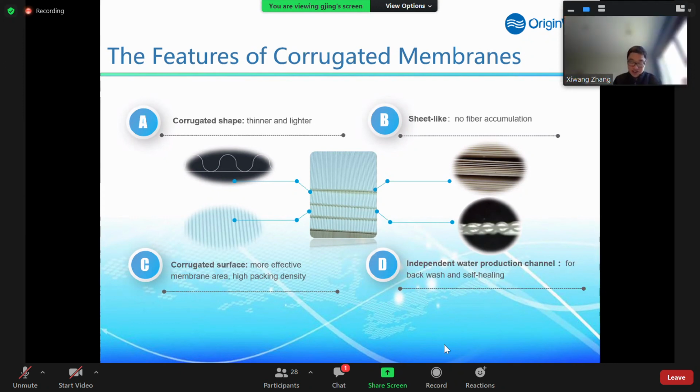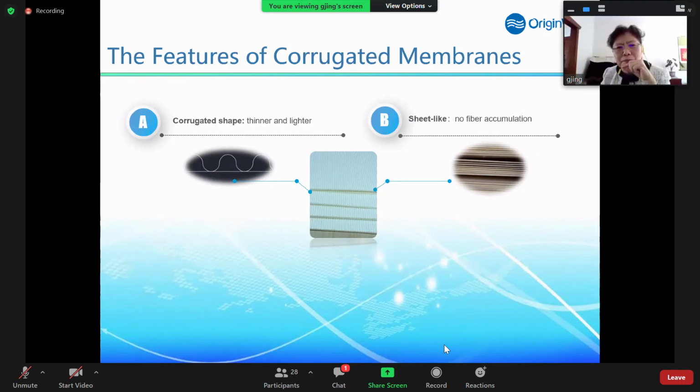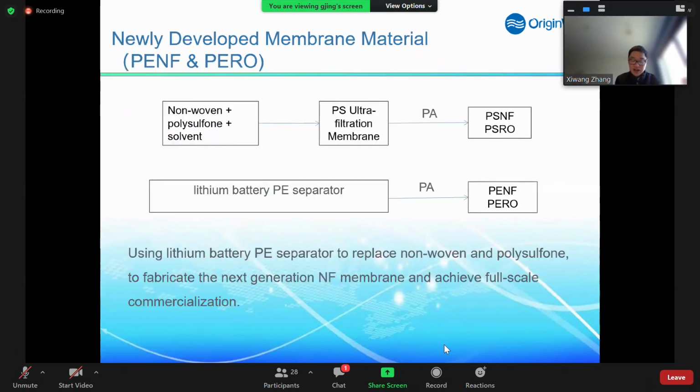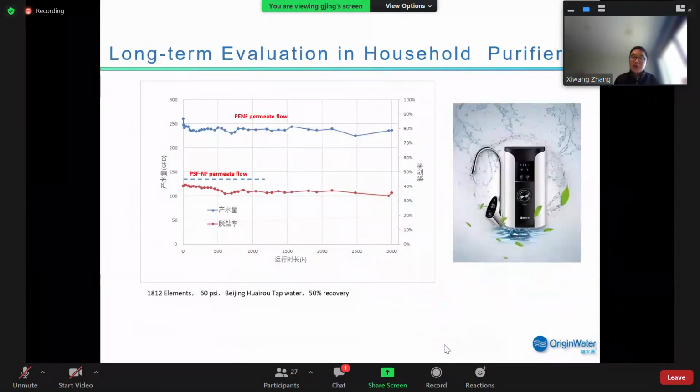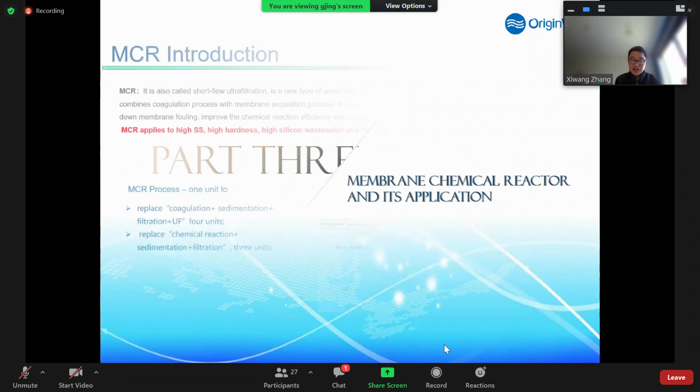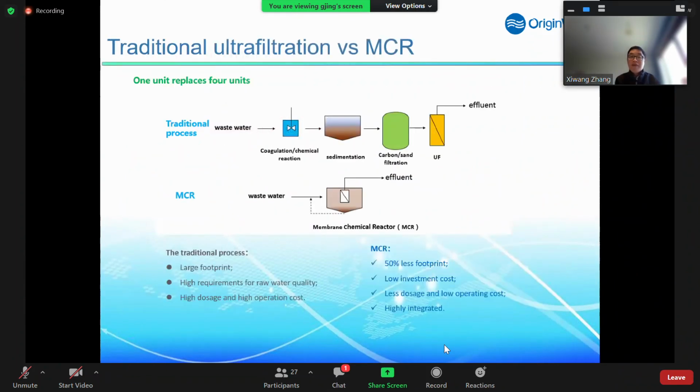My second question is about the MCR, which combines the membrane filtration with the coagulation. I can understand this will reduce the footprint, but I do not understand how the chemical dosage is less compared to the conventional process.